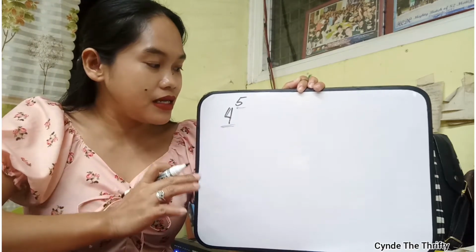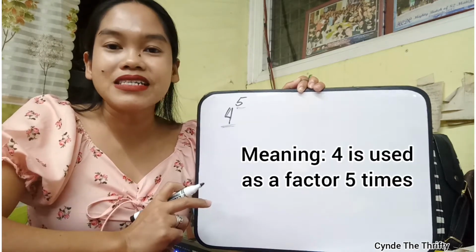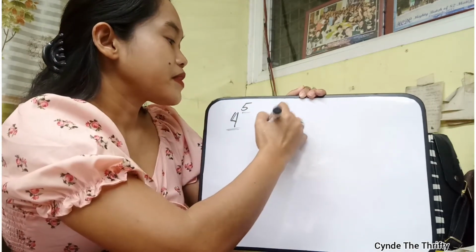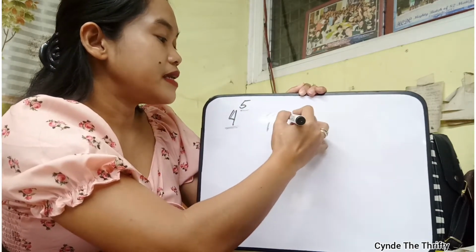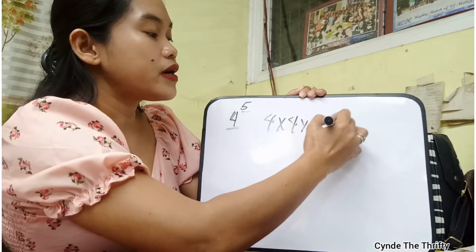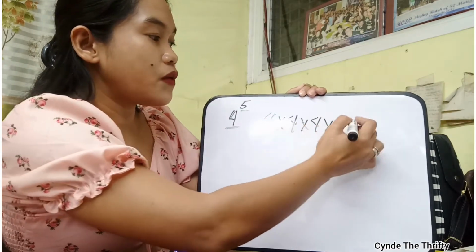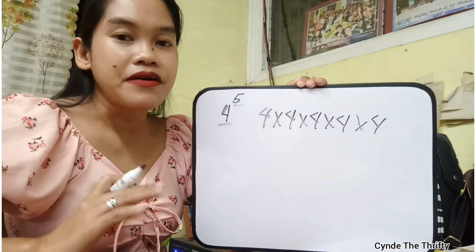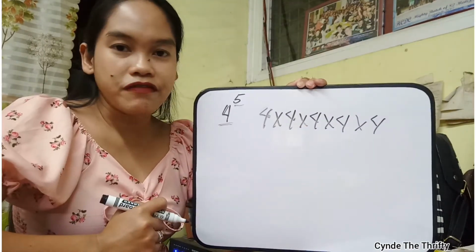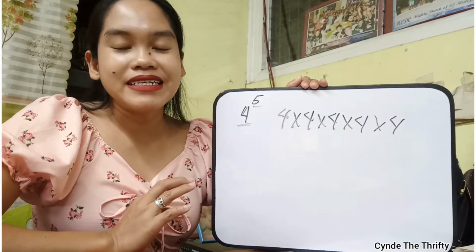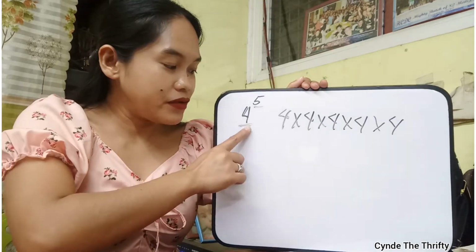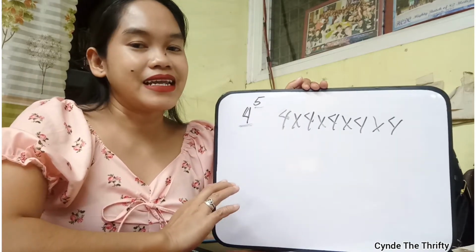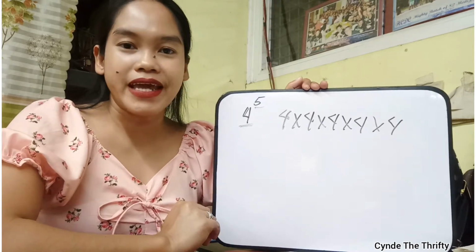So, ang ibig sabihin nito is, 4 is used as a factor 5 times. And ang kanyang factored form is 4 times 4 times 4 times 4, 1, 2, 3, 4 times 4. So, si 4 is i-multiply natin sa kanyang sarili ng 5 times. Ito yung kanyang factored form. Ngayon, ang pag-uusapan natin is about value. So, ano yung value ng ating 4 kapag i-multiply natin siya 5 times sa kanyang sarili? So, yun ang magiging lesson natin for today.